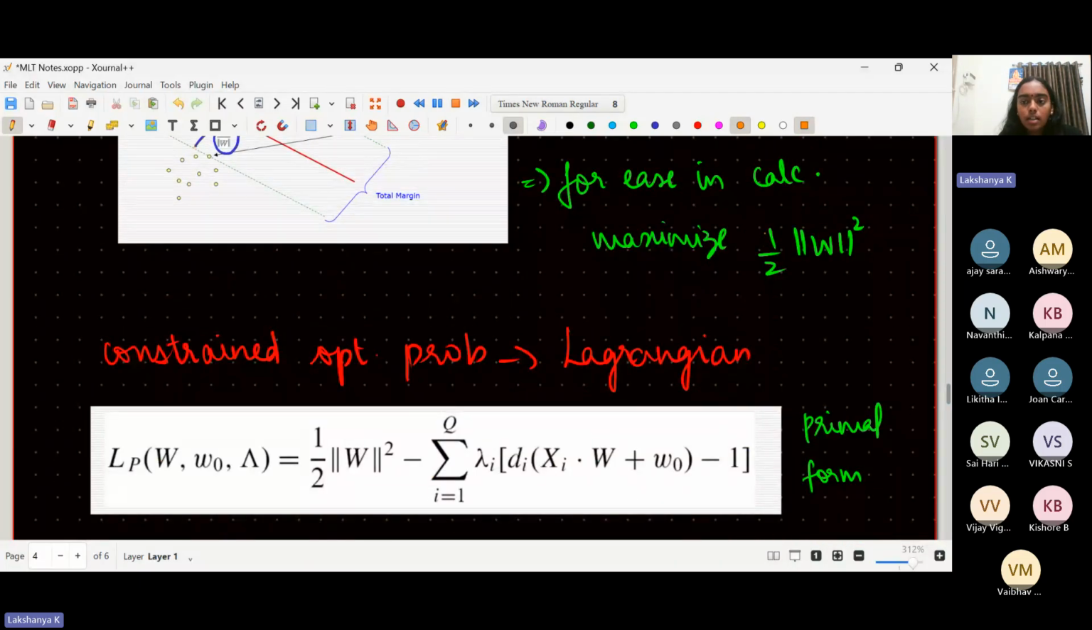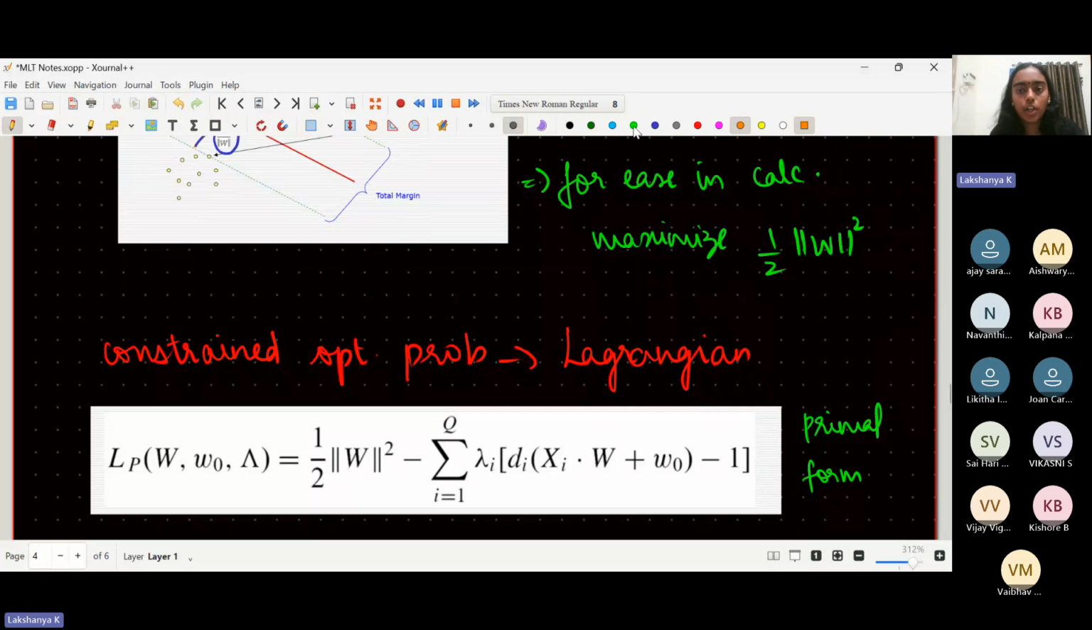I'm going to make it maximizing half of norm W squared. The only reason I'm changing W to W squared and putting a half here is that when the actual maximization happens, we'll be taking some derivatives. So it will become 2 upon 2, norm of W to the power 1. So this cancellation makes it easy in calculation. That's the basic idea.